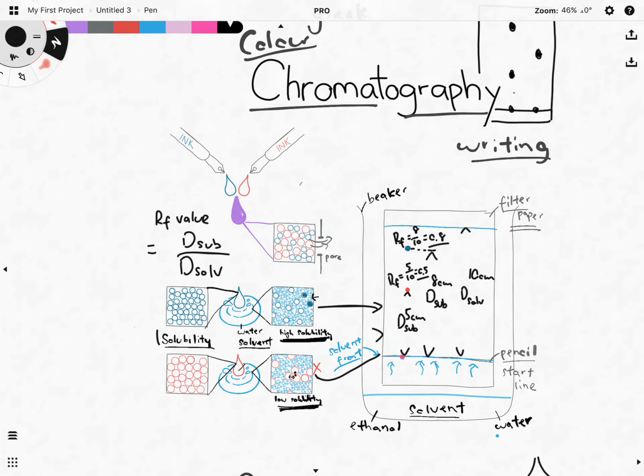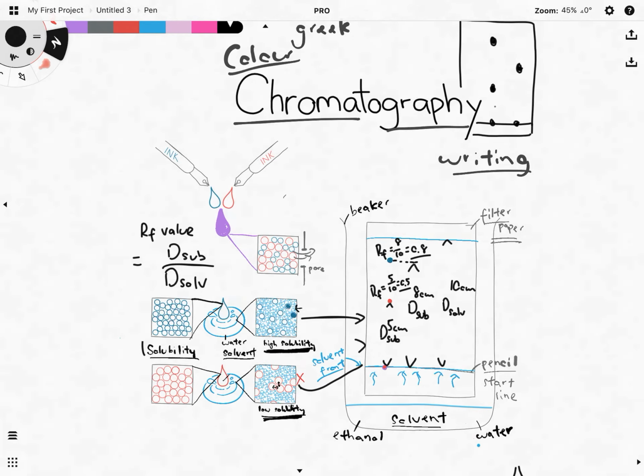Okay, so that's a little bit about chromatography. So how do we use chromatography? Chromatography involves the use of a solvent. Why do we use a solvent? Because we are going on the basis that each substance has a different amount of solubility. Some have very high solubility, like this blue ink over here. Some have very low solubility, and we are leveraging the difference in solubility in a solvent to help separate out substances. That is how we use chromatography.